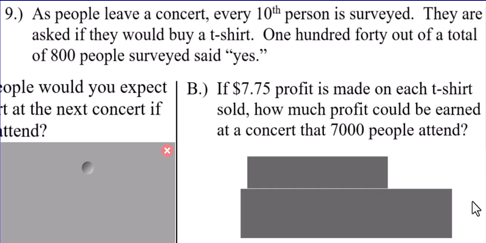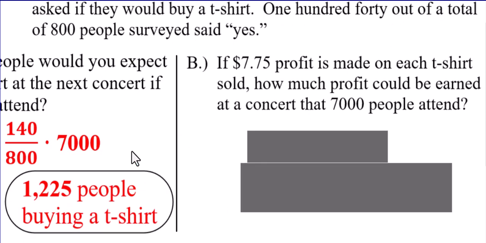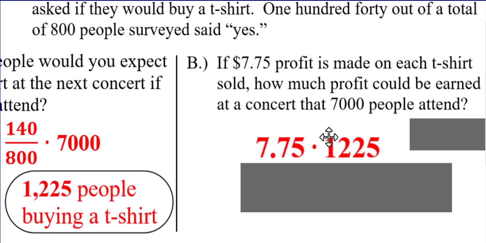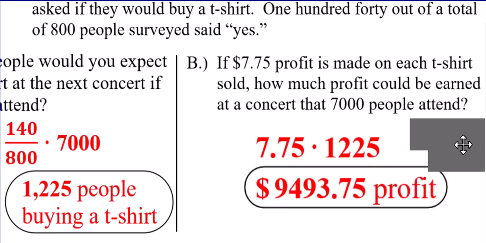And then part B. So we already did part A. Part B, if $7.75 profit is made on each t-shirt sold, how much profit could be earned at a concert that 7,000 people attend? Okay, well, we already got the number of people out of 7,000 that would buy a t-shirt, so we can start with that number and multiply it times the profit. And that's going to give you $9,493.75 of profit. And that concludes the guided notes called Using Sampling to Predict.